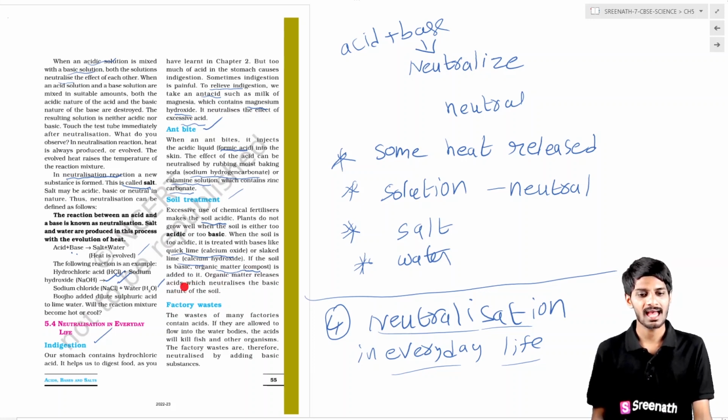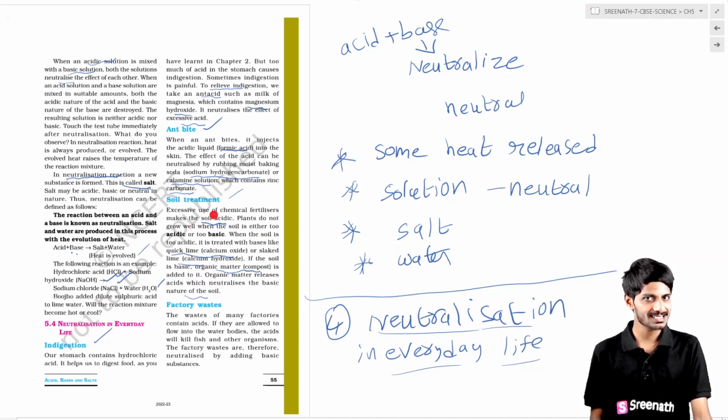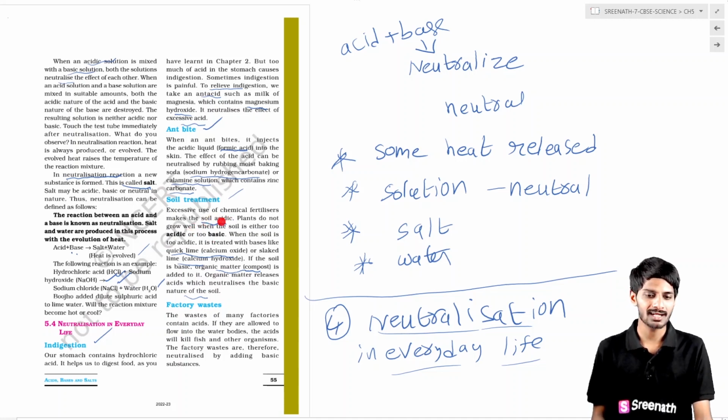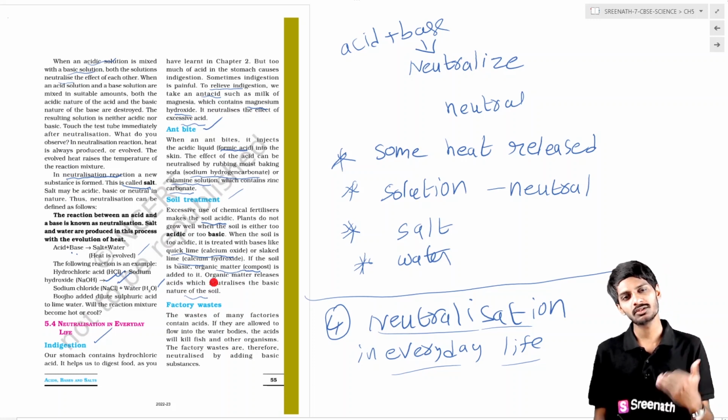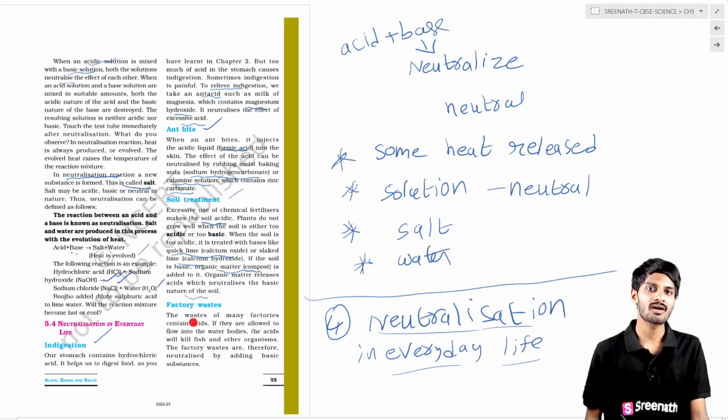Organic matter releases acids which neutralize the basic nature of the soil. Whenever the soil is acidic, you have to add bases. What bases are you adding? You can add calcium oxide or calcium hydroxide. But whenever the soil is basic, you have to neutralize the basic effect. In that case you have to add acid.